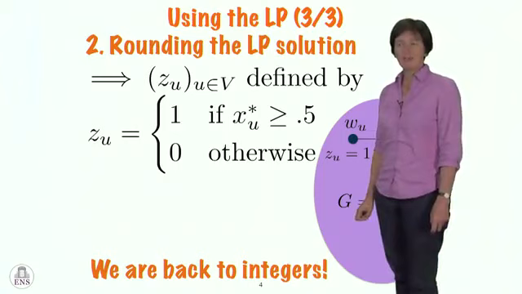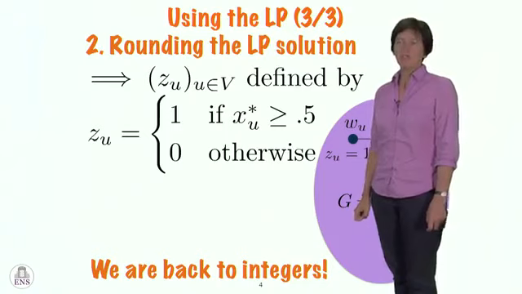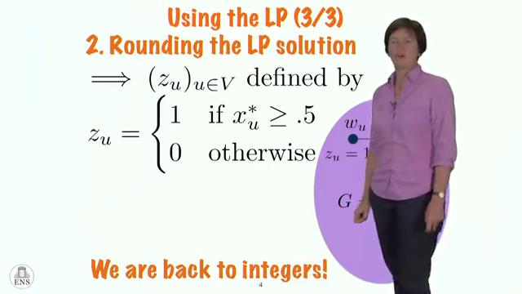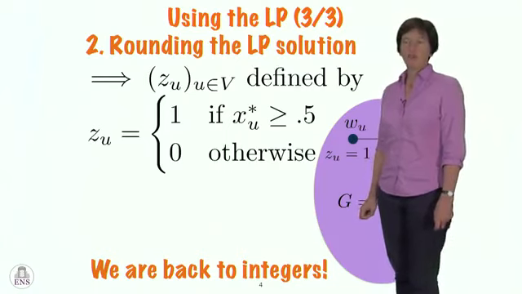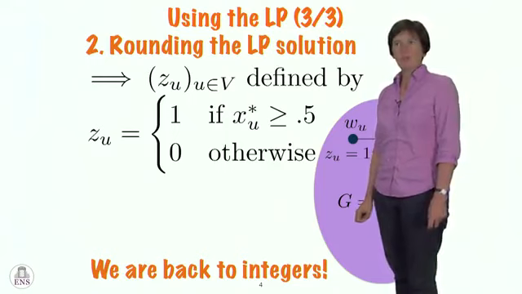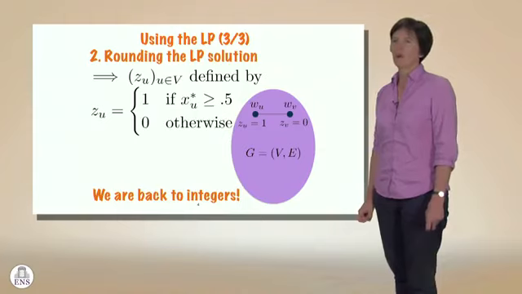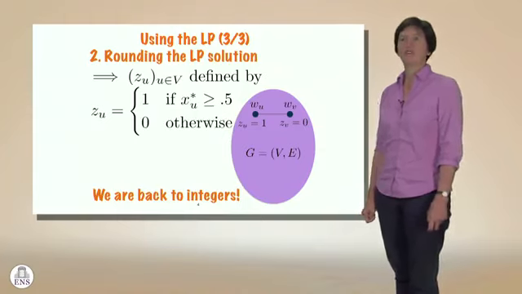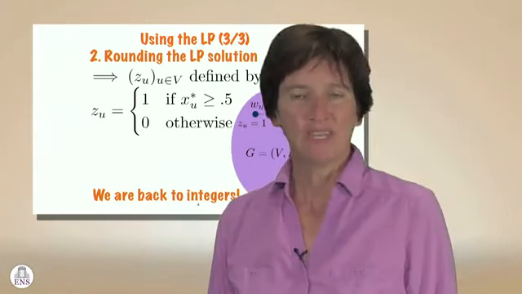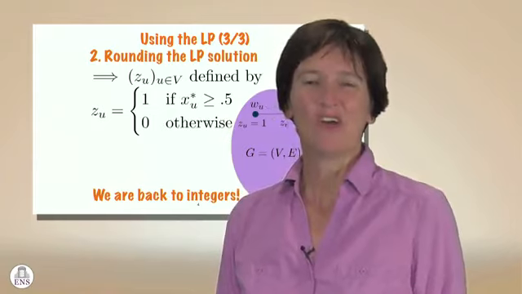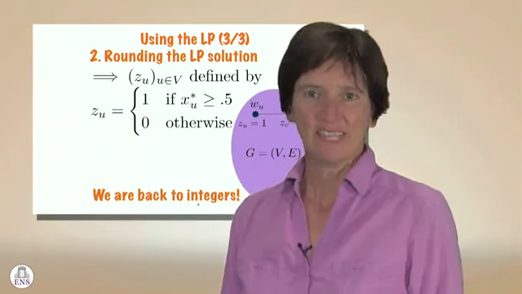If a value is 0.7, it's like saying a vertex is 70% in the vertex cover. So what do we do to decide whether to put a vertex in the cover or not? We simply round to the nearest integer. So if the value associated to vertex u is at least 0.5, we round to 1. If it's strictly less than 0.5, we round down to 0. This defines an integer value, z sub u, for each graph vertex. Now we are back to integers. Therefore, this is an encoding of a set of vertices that will be our output. So that's the algorithm.